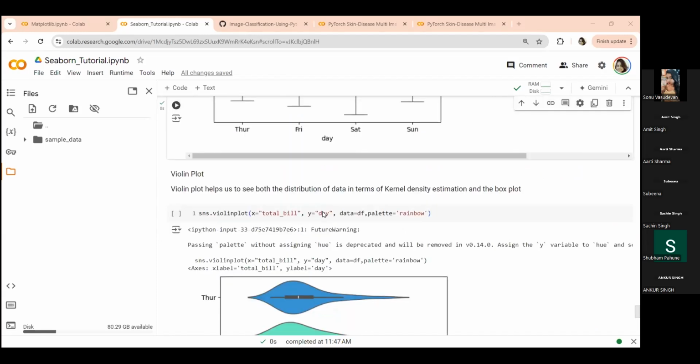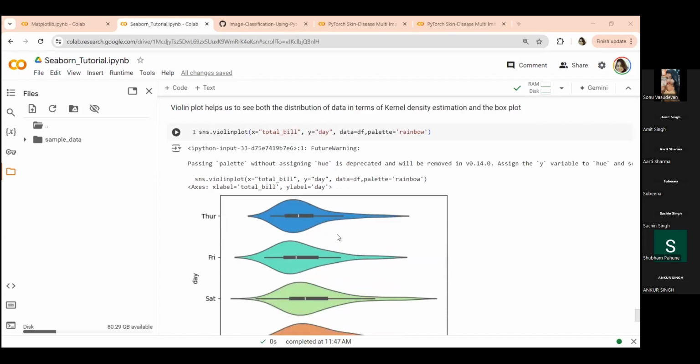Okay, the last thing we are discussing is the violin plot. This is the combination of the box plot and the kernel density distribution. We already discussed the KDE, kernel density distribution. So this violin plot is basically the combination of the box plot and the kernel density distribution.